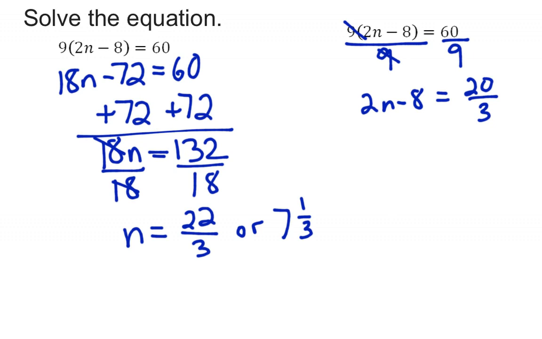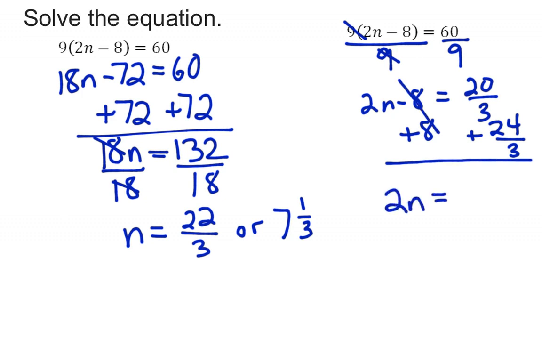We should undo the addition or subtraction step first. Anyways, now I have to deal with this fraction throughout the rest of the problem. So when I add 8 to both sides, I need to add 24/3 to this side, which is the equivalent of 8, but I have changed that so that I'm adding things with like denominators. Here my 8's are gone. I've got 2n equals, now I've got 44/3.